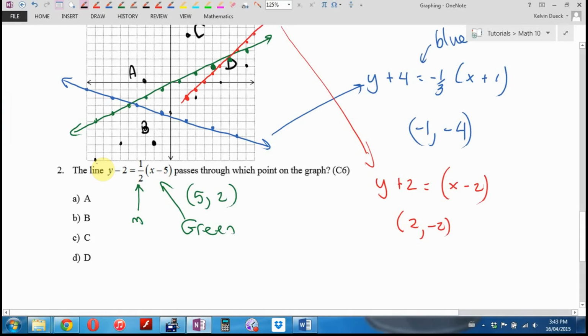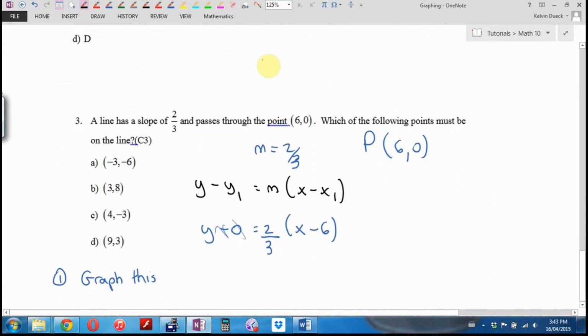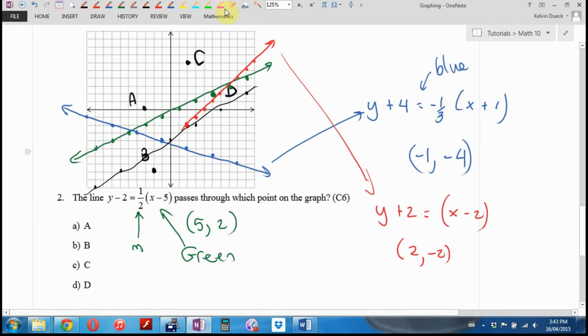So one way would be to do that and then just see those black dots that I drew. Right? Would be, hey, which of those is one of those? Although that might not fit on your graph. Maybe these are too big. Okay, but it's one method. It's a long method, but it works.